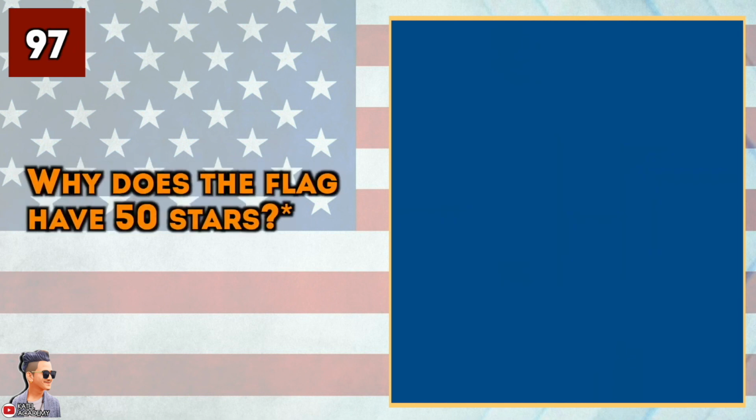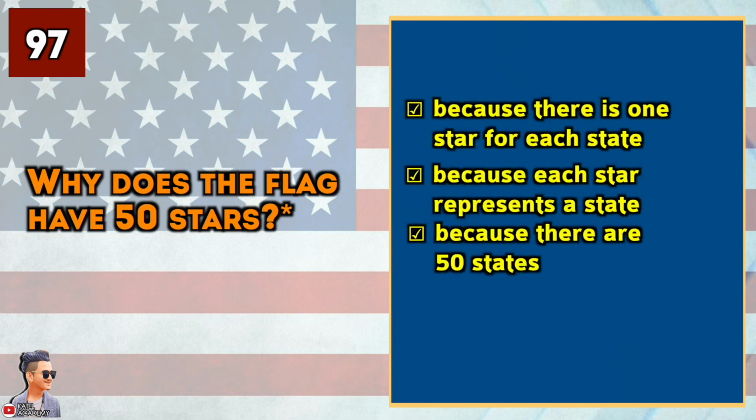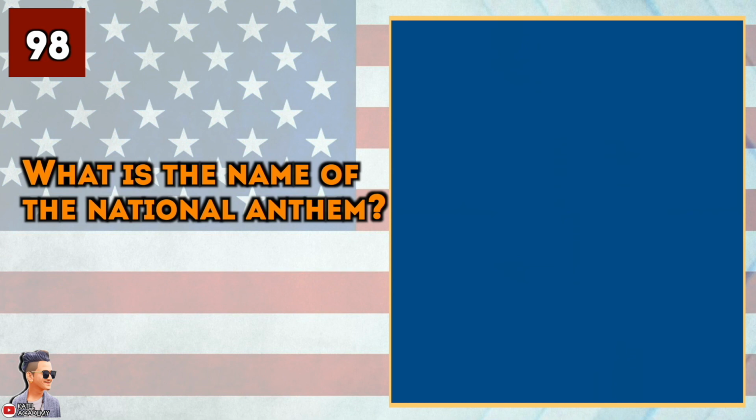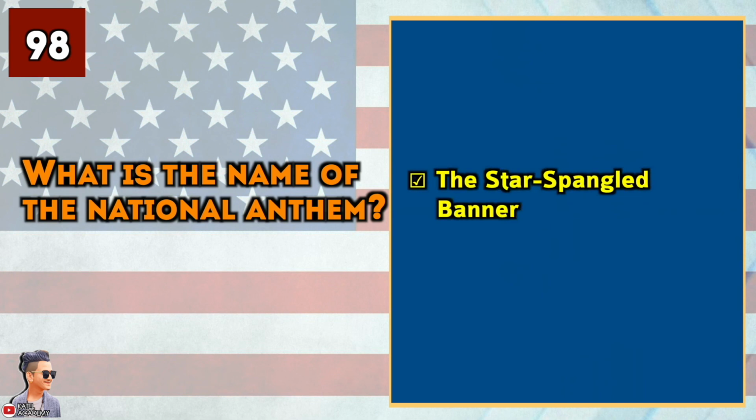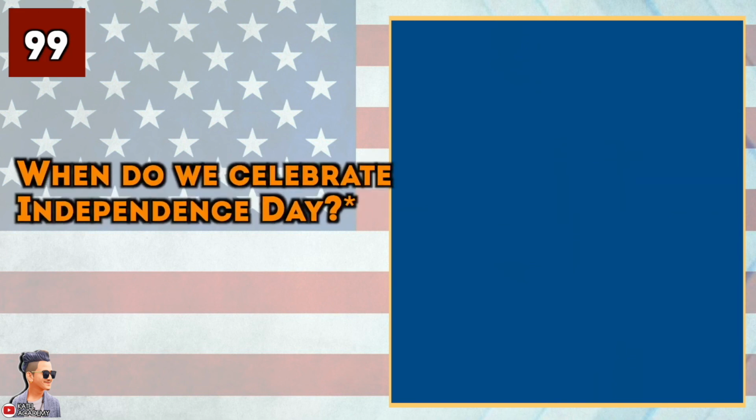Why does the flag have 50 stars? Because there is one star for each state. Because each star represents a state. Because there are 50 states. What is the name of the national anthem? The Star-Spangled Banner. When do we celebrate Independence Day? July 4th.